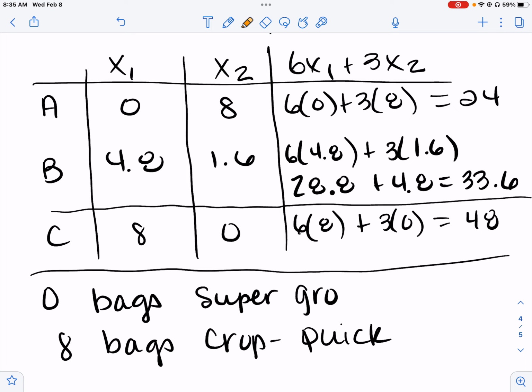We plug into our equation for cost. That's our cost equation. And the lowest cost is point A, which is 0 bags of Supergrow and 8 bags of Crop Quick. And that is the solution because it has the lowest cost. And that's the end of our lesson.